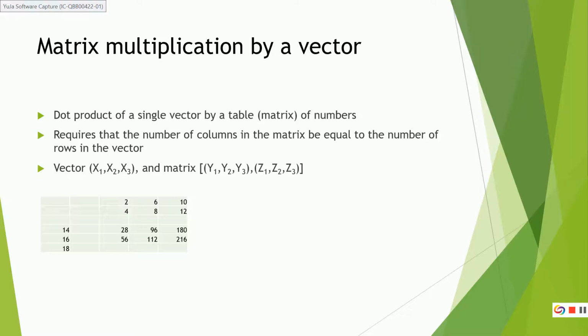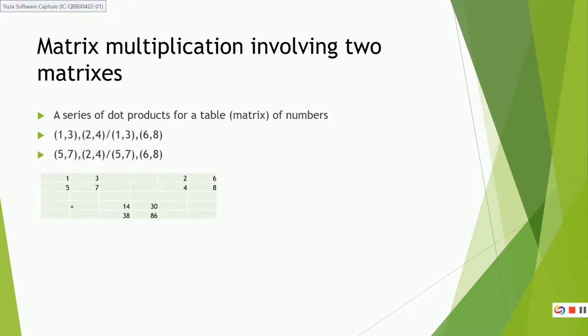So the matrix 2, 4, 6, 8, 10, 12, multiplied by the vector 14, 16, 18, gives us 28, 96, 180, 56, 112, 216. This can be further extrapolated into the matrix multiplication involving two matrices, where you have a series of dot products for two tables of numbers.